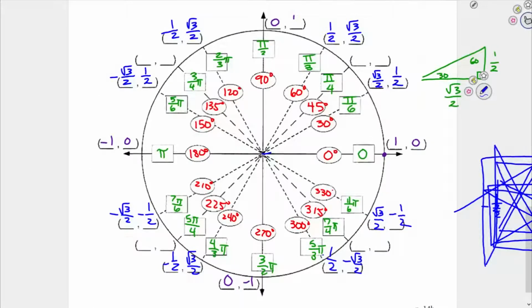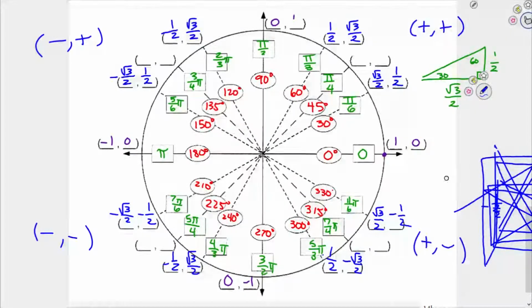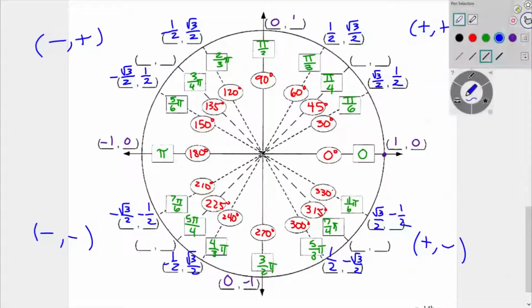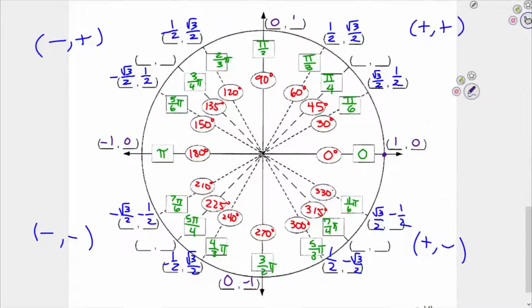If it helps you double check your work, keep in mind the signs in each quadrant. In the first quadrant, it's positive, positive. In the second quadrant, it's negative, positive. In the third quadrant, it's negative, negative. In the fourth quadrant, it is positive, negative. That helps you check that you're getting those signs correct. All right, that's the 30, 60, 90 special right triangles. Now let's pick a new color. Let's pick orange. Let's look at the 45, 45, 90 right triangles.